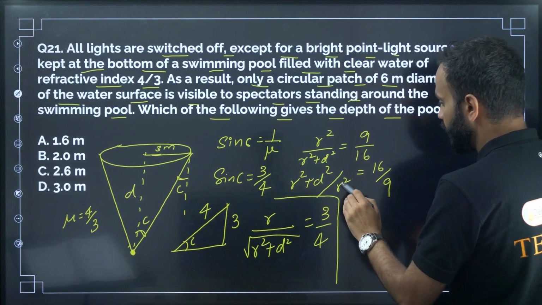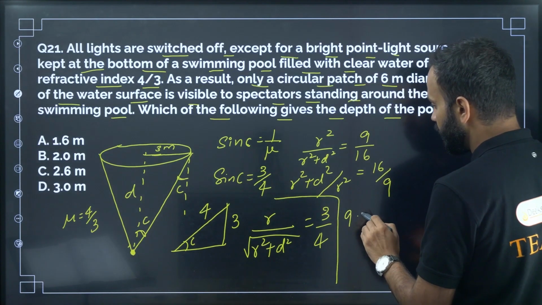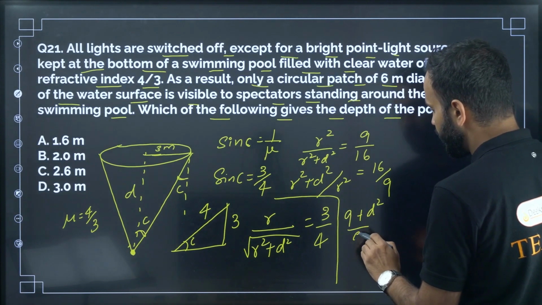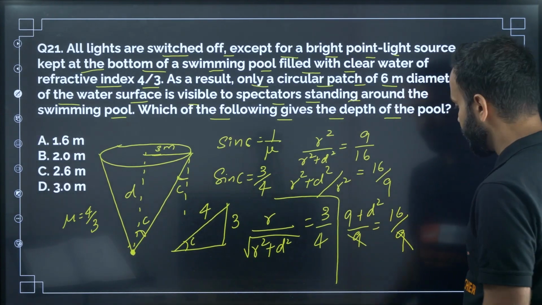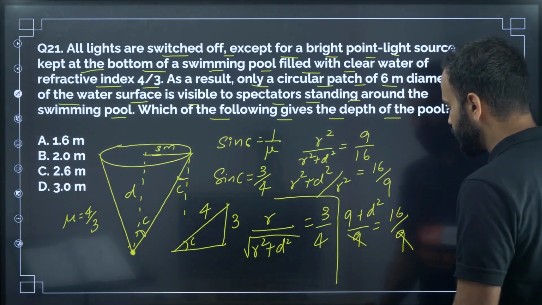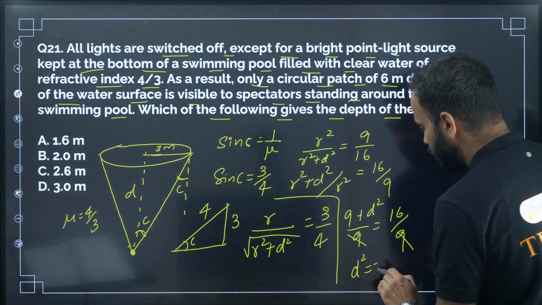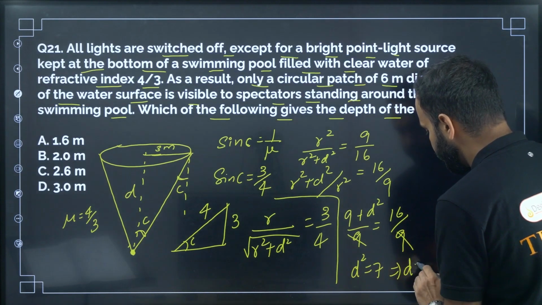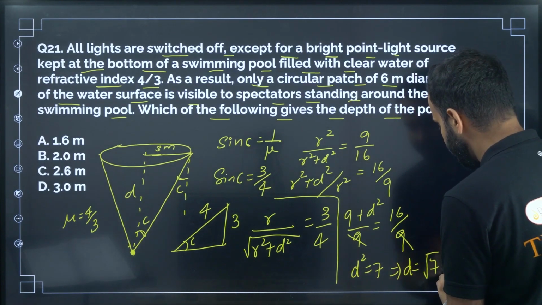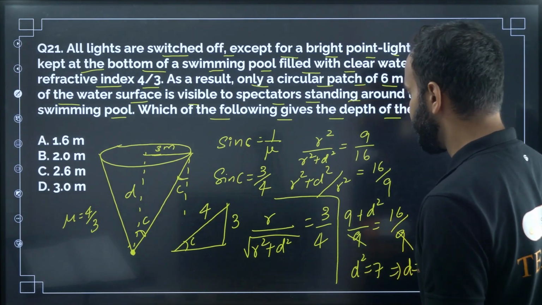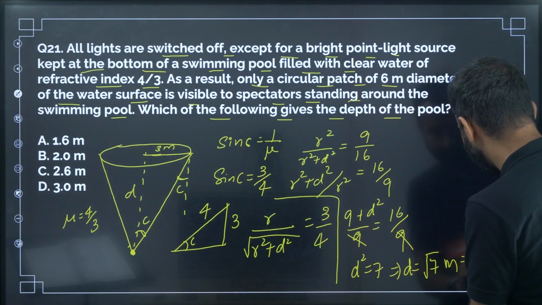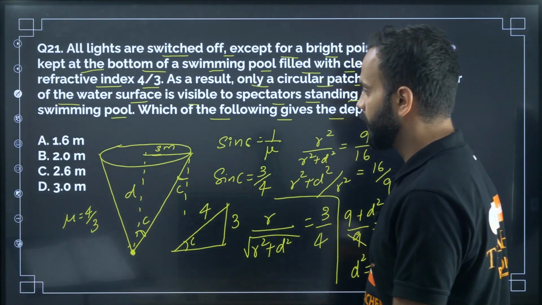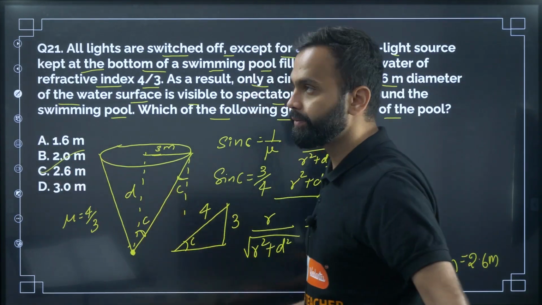So now here r is 3 meter, so 9 plus d square divided by 9 is equal to 16 by 9. So 9 will get cancelled. 16 minus 9 is 7. So d square is equal to 7. So d equal to root of 7 meter, right? Root of 7 meter is approximately equal to 2.6 meter. So the correct option is C.